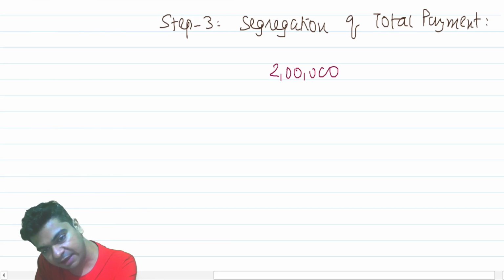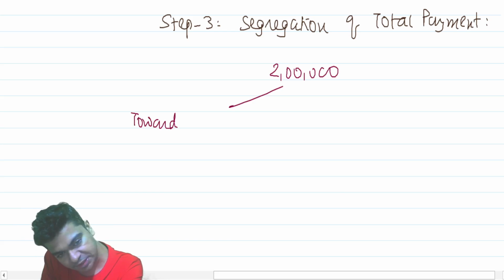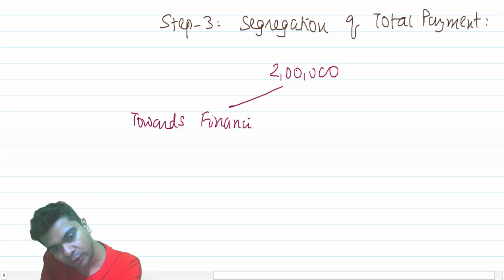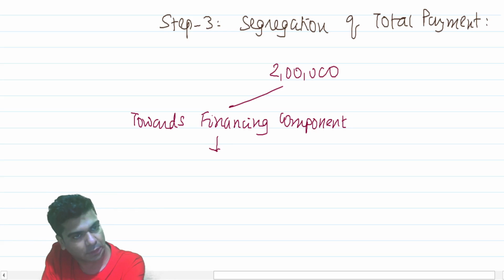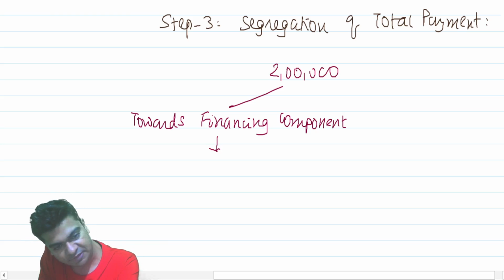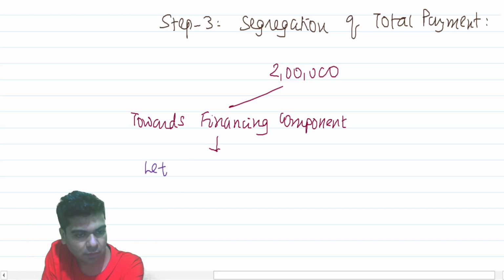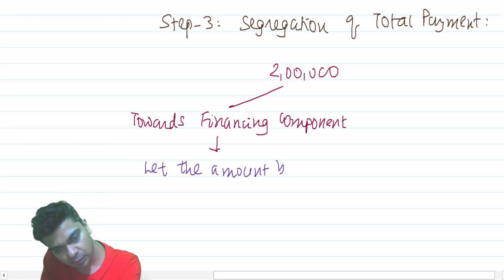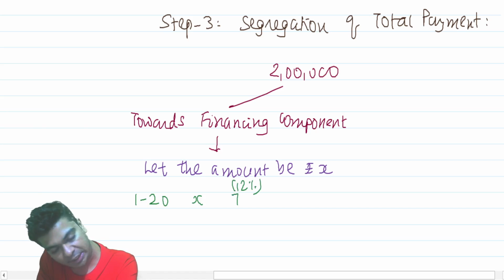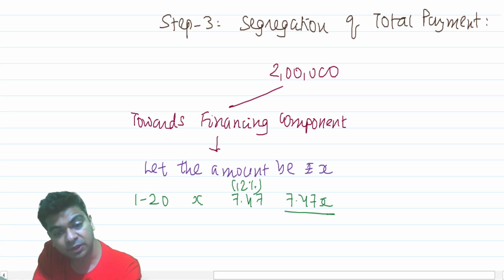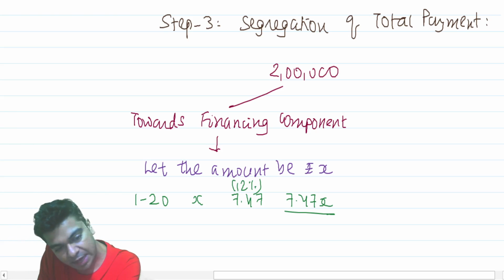2 lakhs is what we are going to pay every year. We say towards financing component. This is what we want to calculate first, that how much is towards the financing component. The way I will get it is, we say let the amount be some figure X. Then for 20 years you are paying this X. At 12% we have to do discounting. We have already calculated it is 7.47. So it will turn out to be 7.47X. But we know that the total payment that is to be made towards the financing is 3 lakhs of rupees. So I will argue 7.47X is nothing but 3 lakhs.